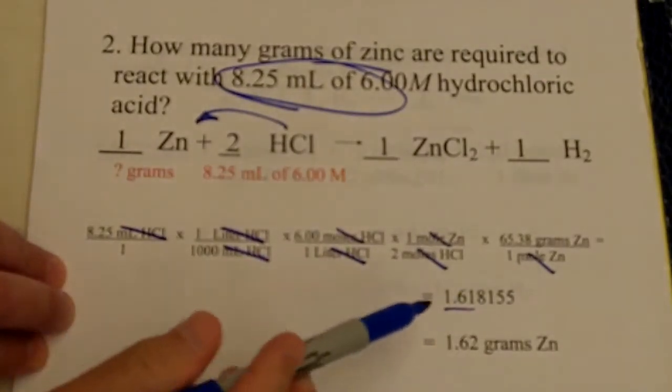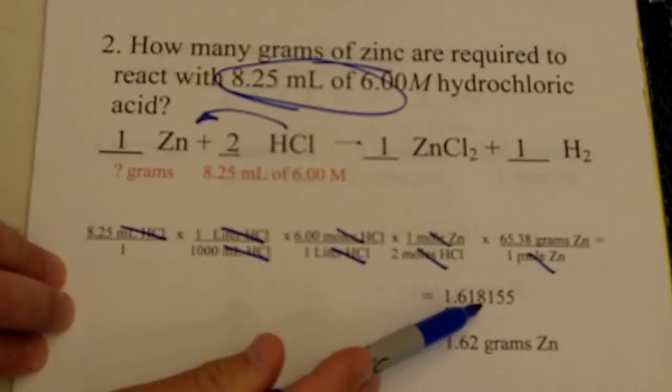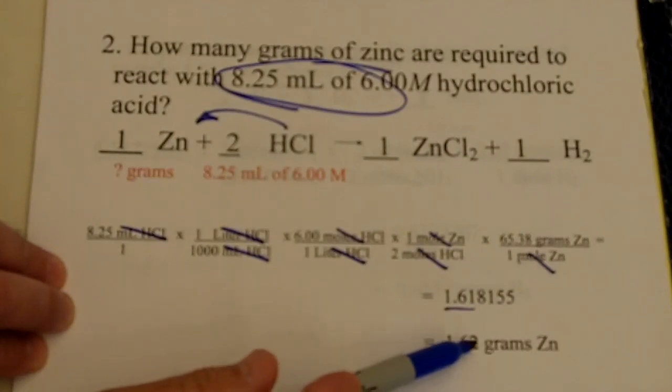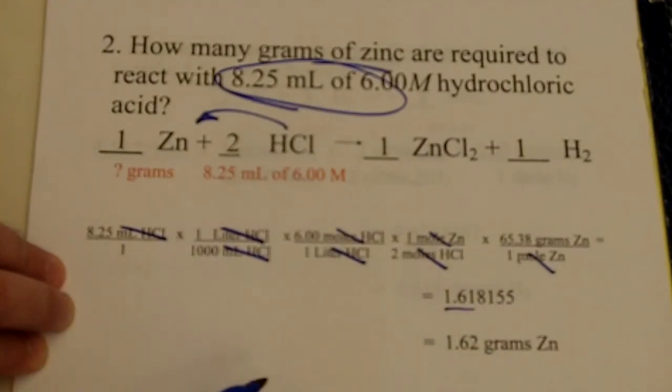So what I'll do is underline the first 3 numbers and look to see if that next number is enough to push that 1 over. It's 5 or bigger. It pushes the 1 over, and my answer is 1.62 grams of zinc. I'll see you on the next video podcast.